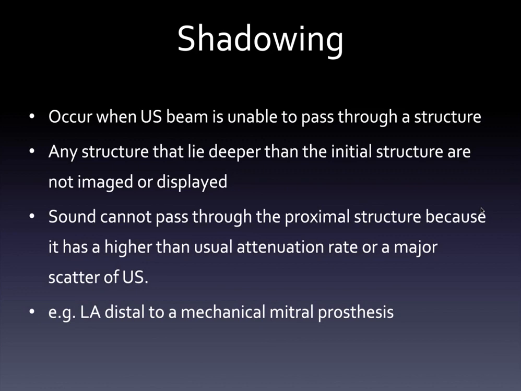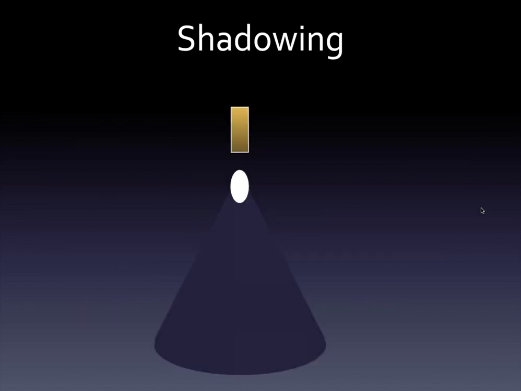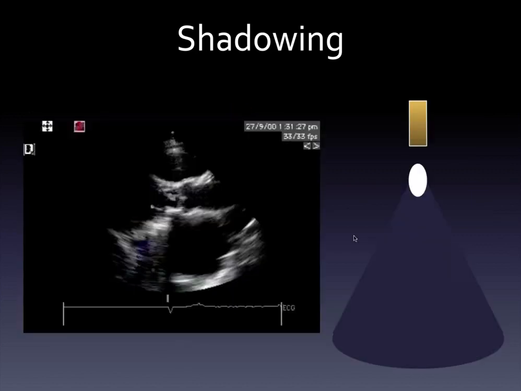Shadowing is another concept. It occurs when the ultrasound beam is unable to pass through a structure. Any structure that lies deeper than the initial structure is not imaged or displayed. Sound cannot pass through the structure because it has a higher than usual attenuation rate or becomes a major scatterer of ultrasound. A good example is the left atrium distal to the mechanical mitral valve, which I showed you earlier in the picture.